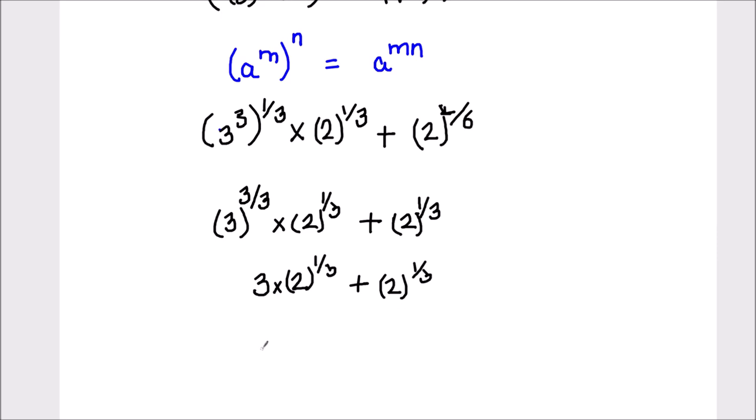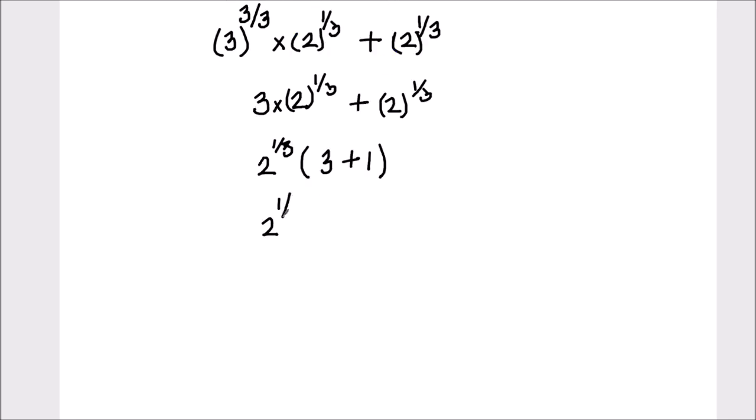Now let's take 2 raised to power 1 by 3 common from both the terms. So that's going to be 2 raised to power 1 by 3, and inside the bracket we have 3 plus 1. So that's going to be 2 raised to power 1 by 3 times 4. Or we can write it as 4 times cube root of 2.